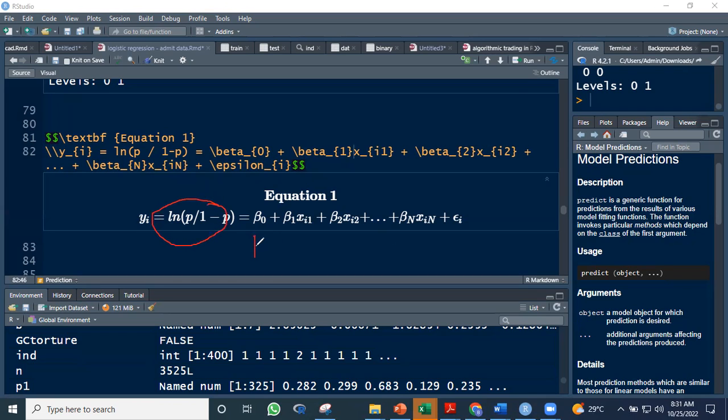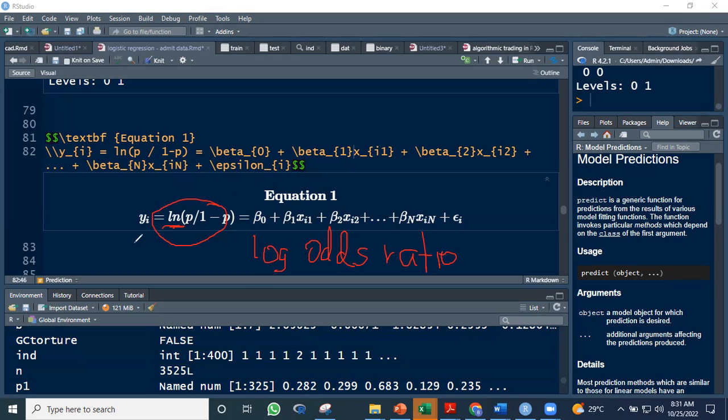We call this the log odds ratio. Okay, that's called our log odds ratio. This is the log, and this is the odds ratio.